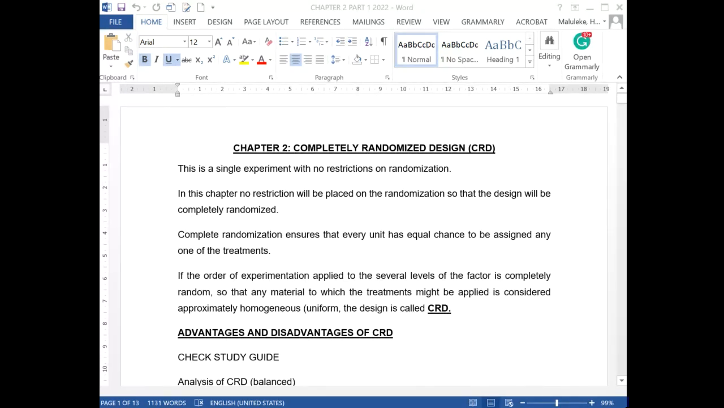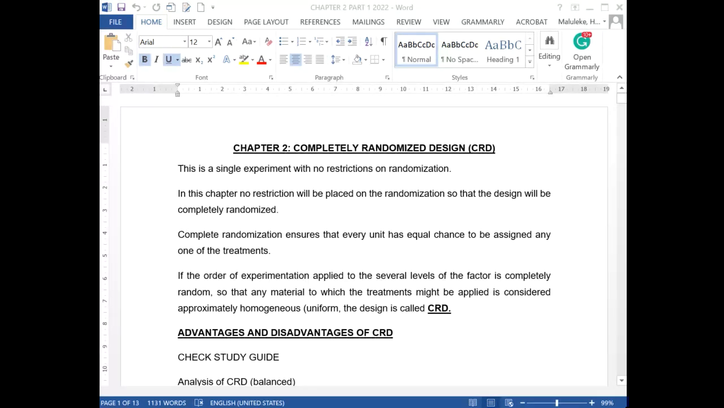It was saying complete randomized design is a single experiment with no restrictions when coming to randomization. Let's understand that part. It's a single experiment with no restrictions when coming to randomization.